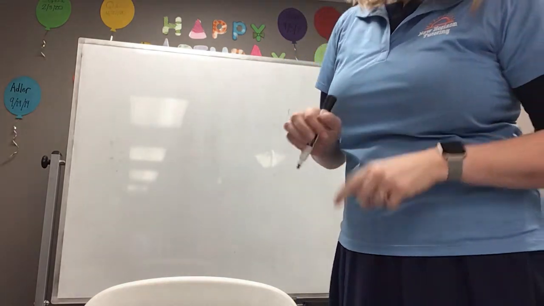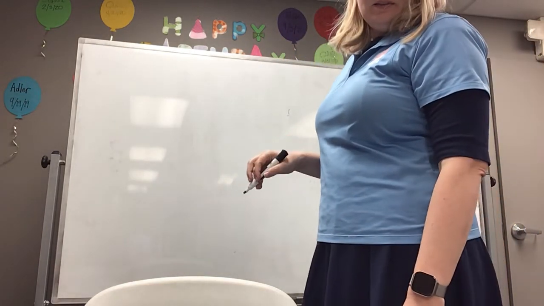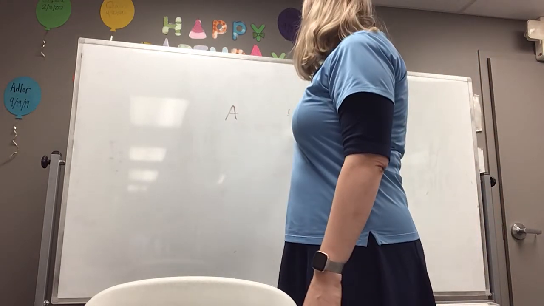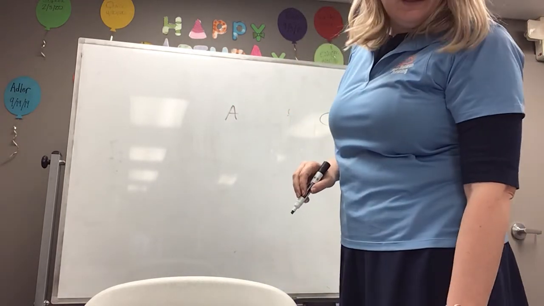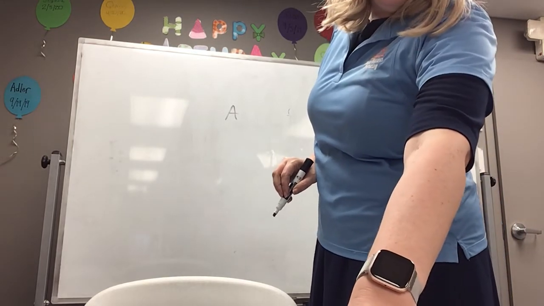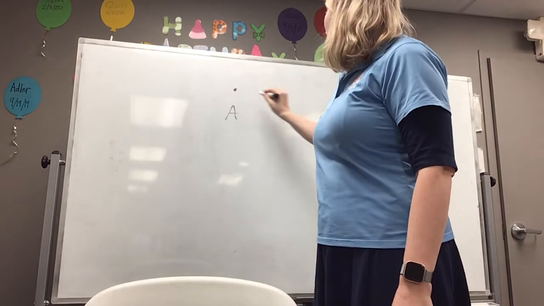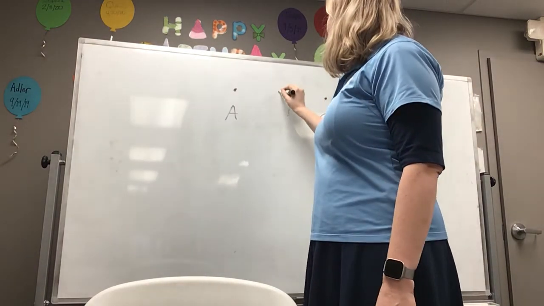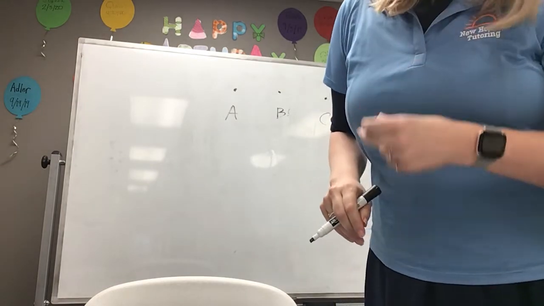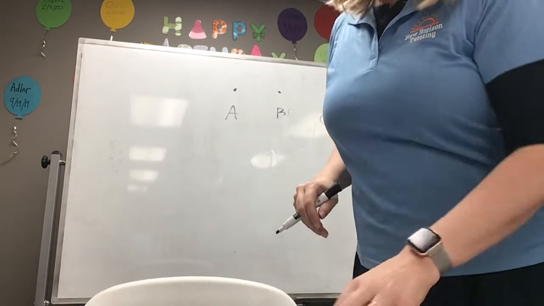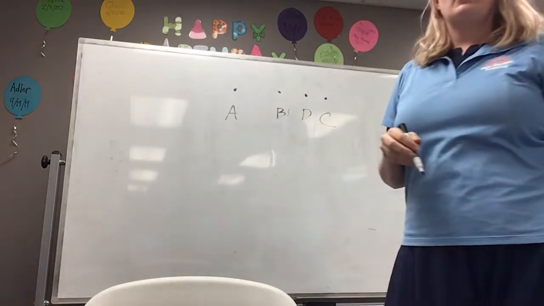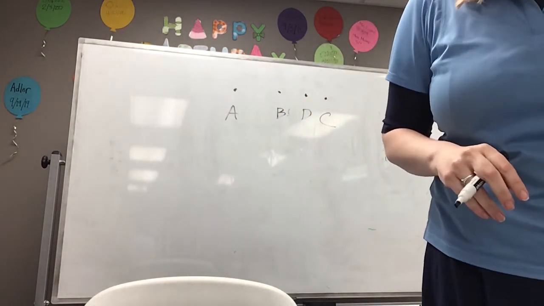A line contains the points A, B, C, and D. And it tells us that B is between the points A and C. So B is between. And D is between the points C and B. So D is here. We're no longer going in alphabetical order.